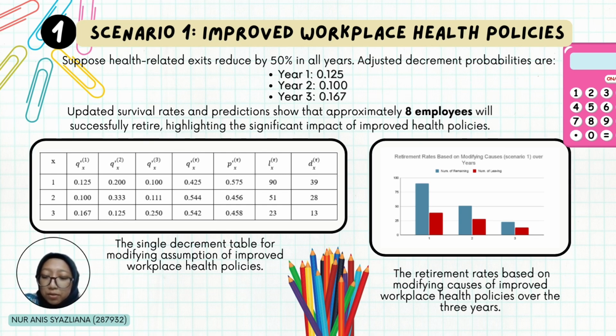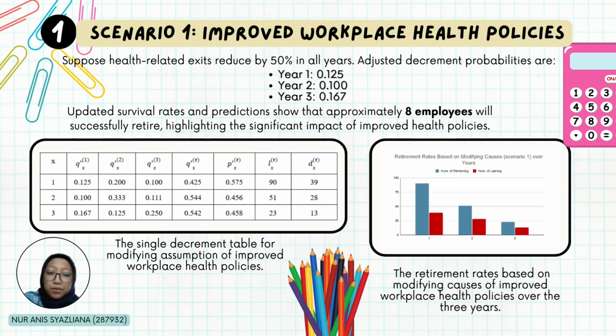For DX tau for year 2, we multiply 51 with 0.544 and we get 28. For LX tau year 3, we subtract 28 from 51 and we get 23. For the DX tau for year 3, we multiply 23 with 0.542, we get 12. So this is the table, the single decrement table for the modified assumption of improved workplace health policies.